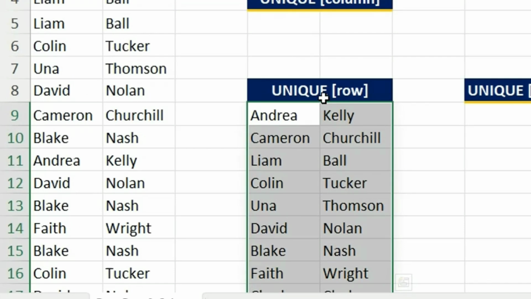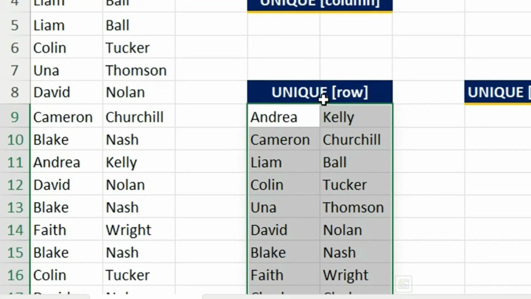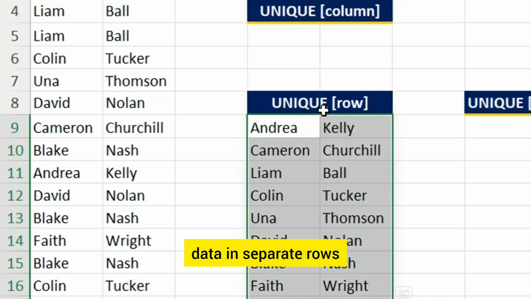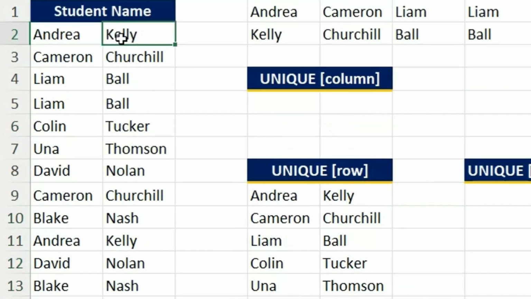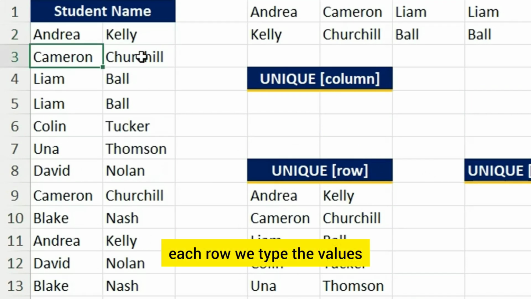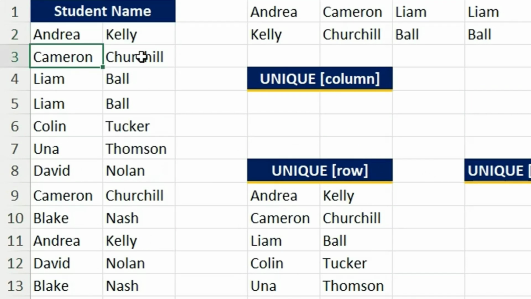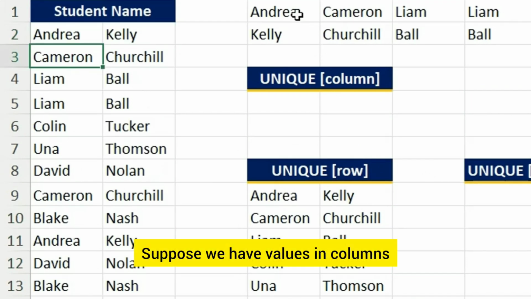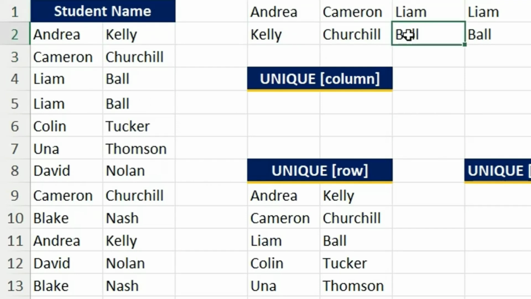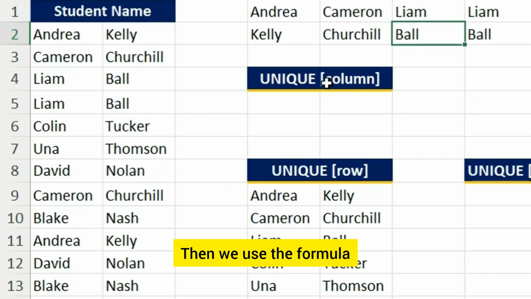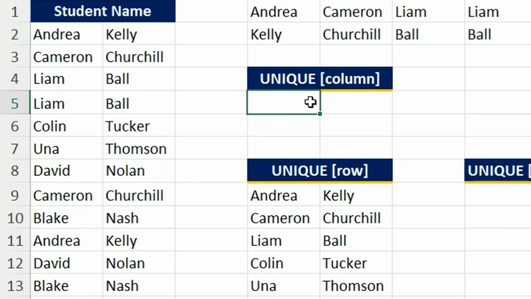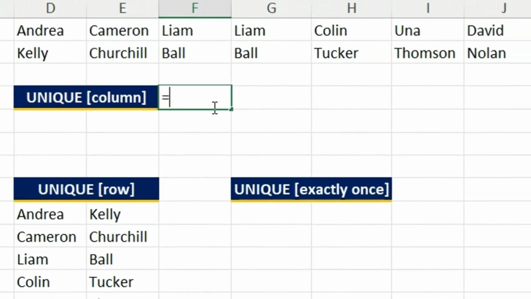Here we type data in separate rows. You can see each row we type the values. Suppose we have values in a single column like this, then we use the same formula, equal to UNIQUE of.